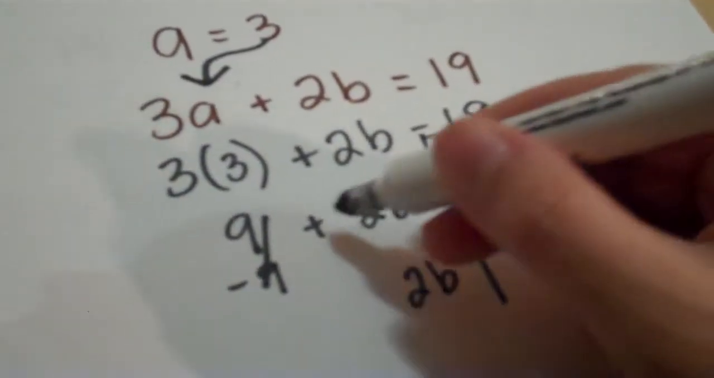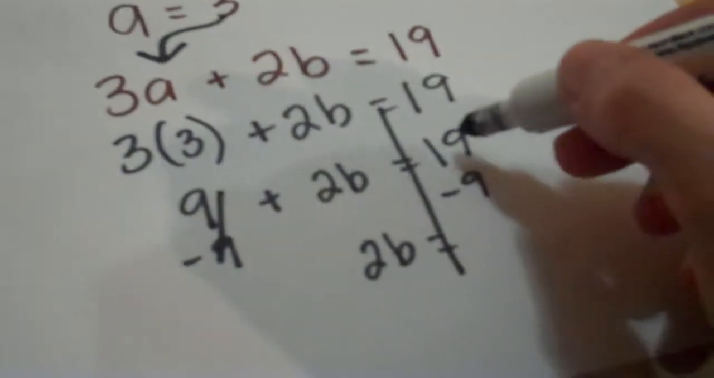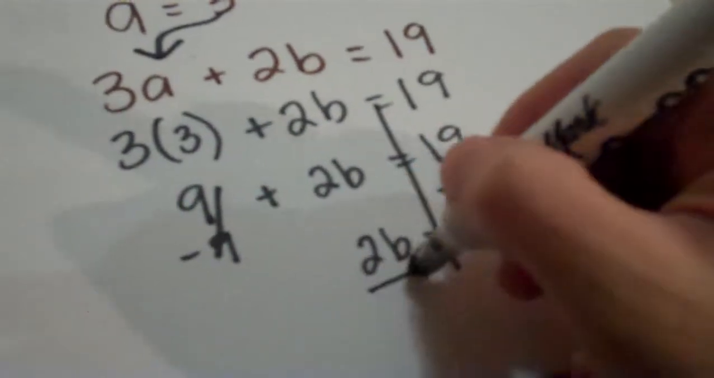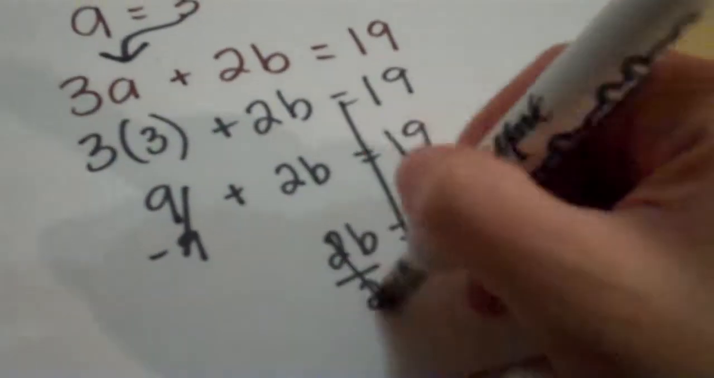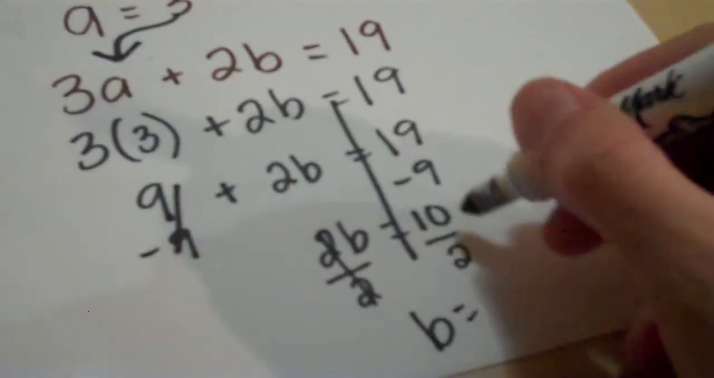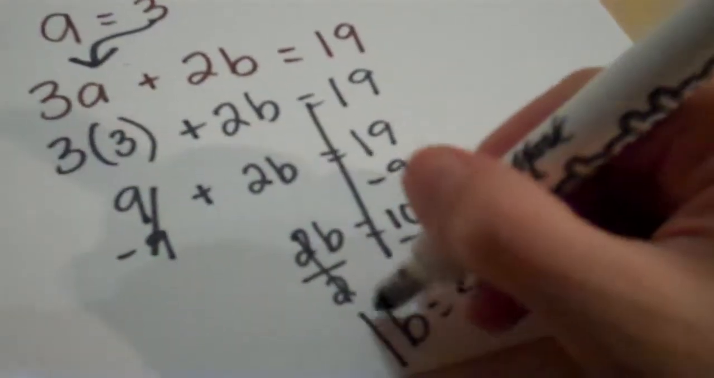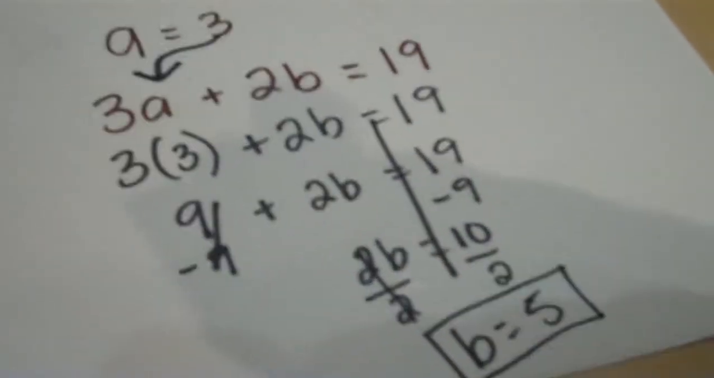2b comes down. It's a positive 2b. 19 minus 9 is 10. And then we divide by 2. This is just solving. This is nothing new. 10 divided by 2 is 5. Okay, so b equals 5.